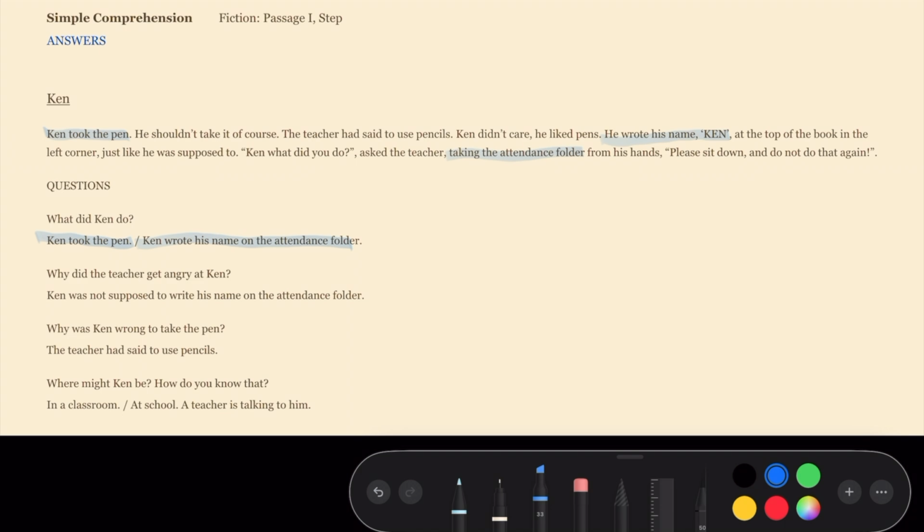Why did the teacher get angry at Ken? Ken was not supposed to write his name on the attendance folder. We know that because the teacher said, do not do that again.